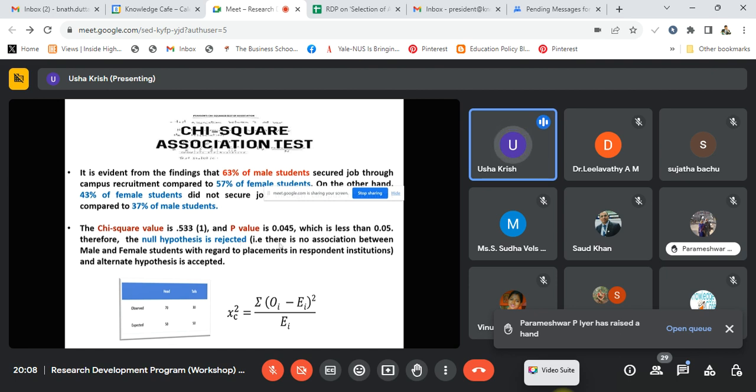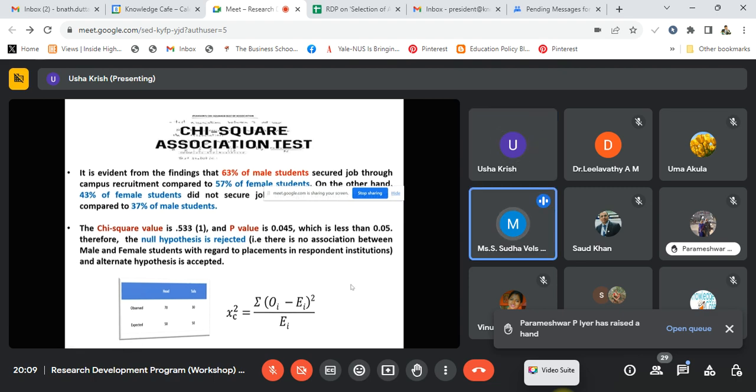Now, what is that null hypothesis? There is no association between male and female students with regard to placements in the respondent institution. And the alternate hypothesis is accepted. This is how we are going to present the report in case of the chi-square test. We'll move to the next one.